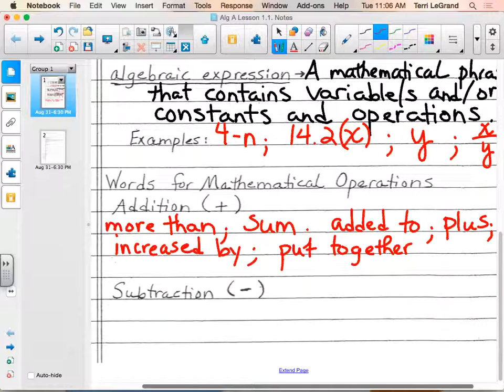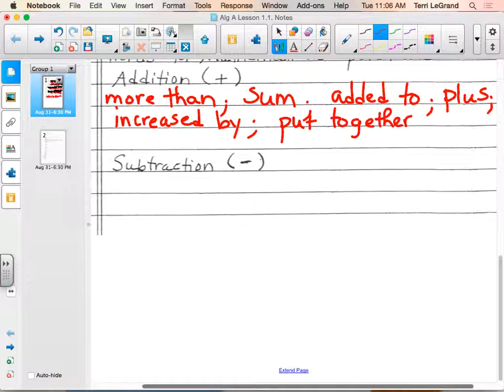Are you getting a picture of some words that you could use? You can add to this list. There's more probably hanging out there somewhere, but we've got a good start to a list of some words that mean addition. Let's go on to subtraction.